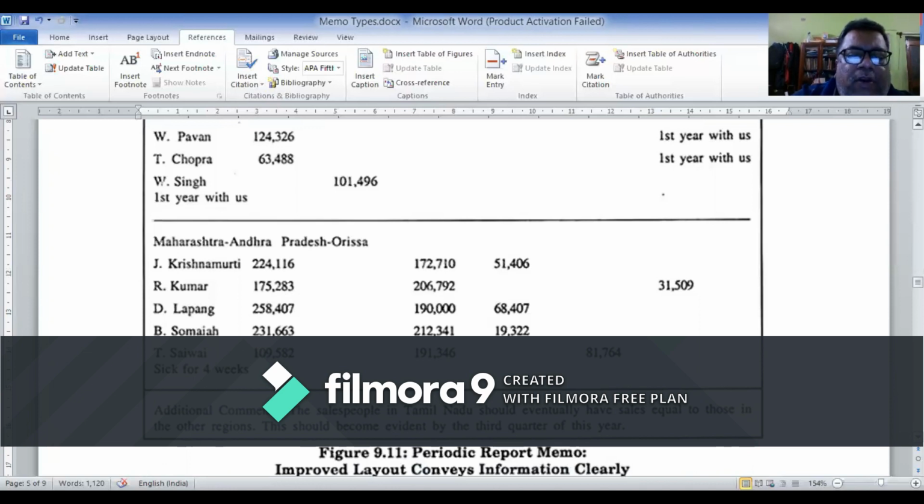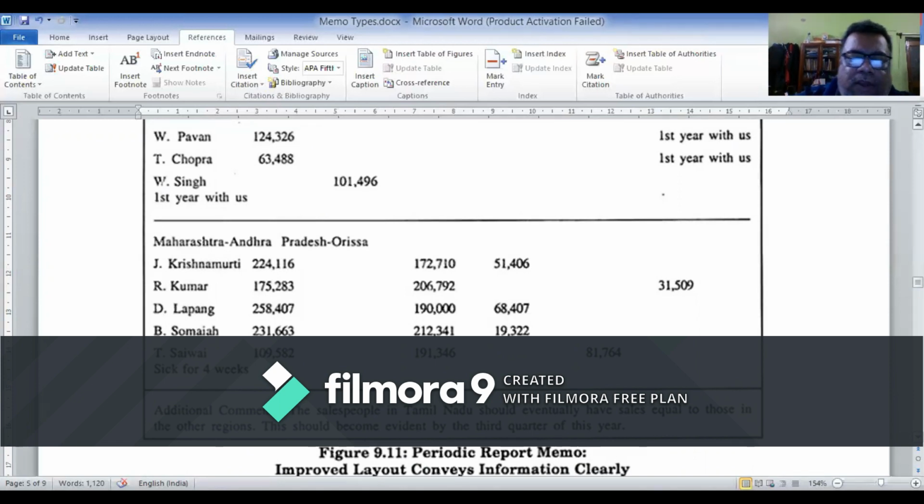Okay, and additional notes have also been given, like somebody who's been sick for 4 years, that has been indicated. In case some data has not been given from the current year, so that has been indicated that this is his first year, so he has no record of previous years. So all of that is there, right?